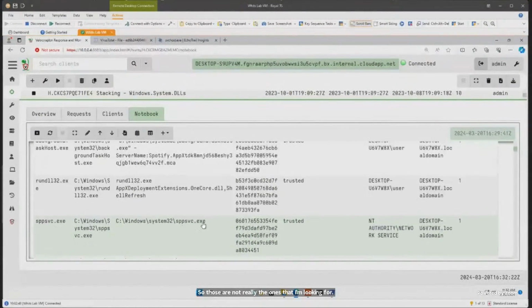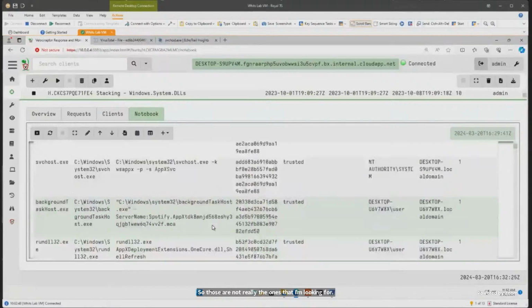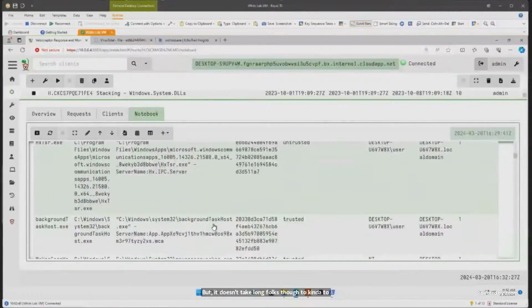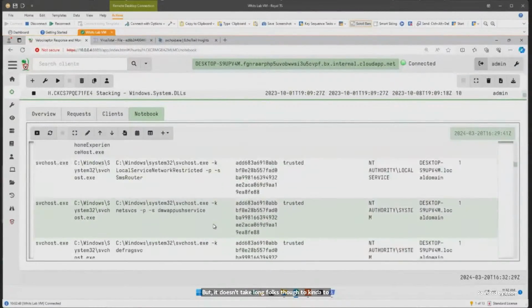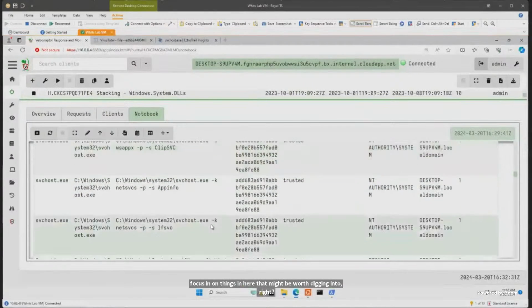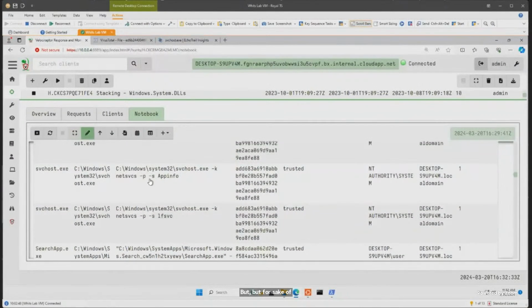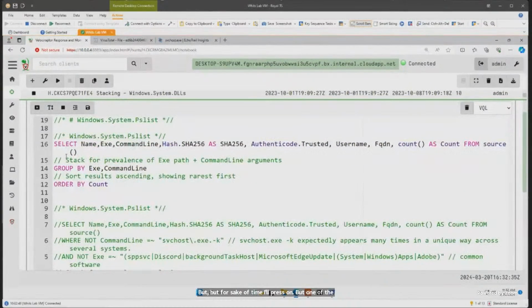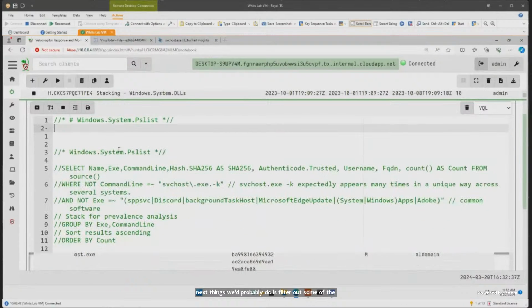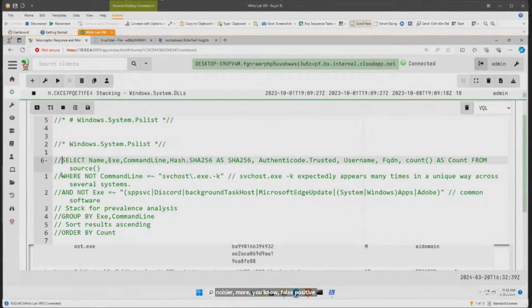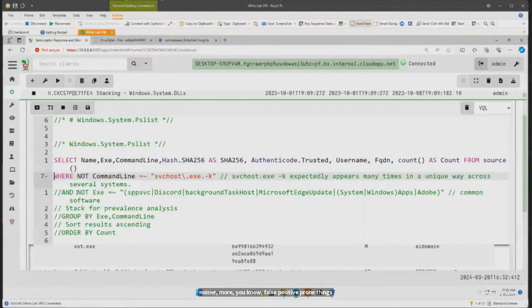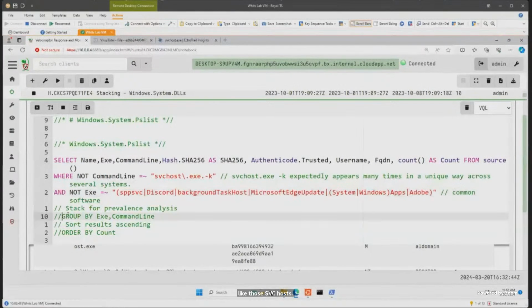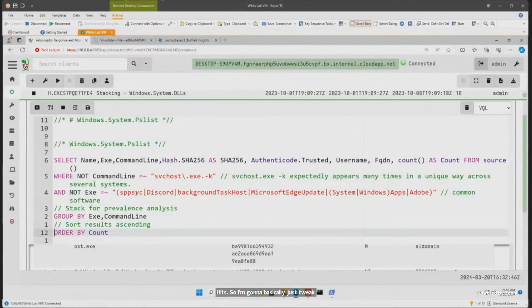But it doesn't take long, folks, to focus in on things in here that might be worth digging into, right? But for sake of time, I'll press on. One of the next things we'd probably do is filter out some of the noisier, more false-positive-prone things like those svchost hits. So I'm going to tweak my notebook here. Notice we're filtering out the svchost.exe -k entries, because these are just not immediately actionable to us.